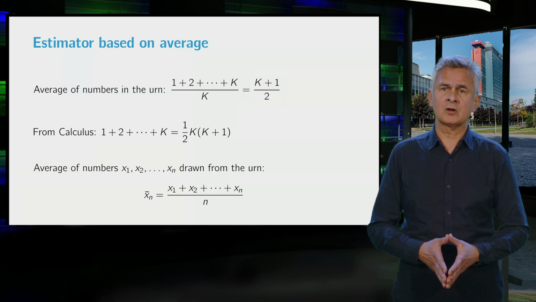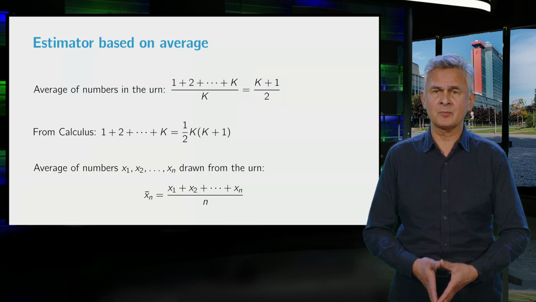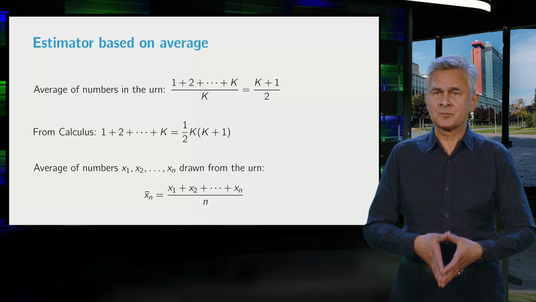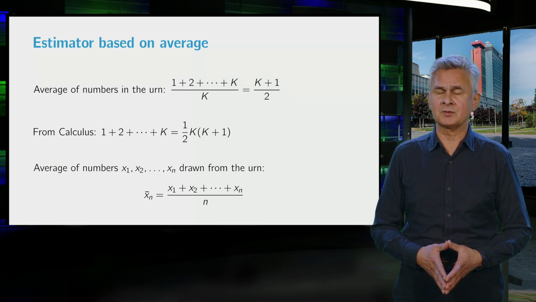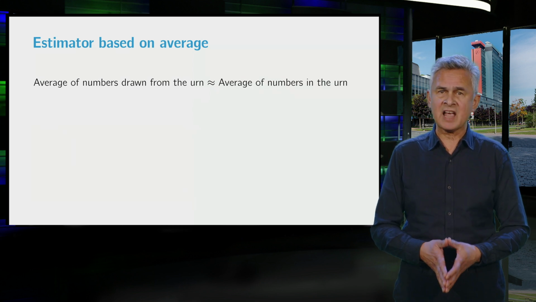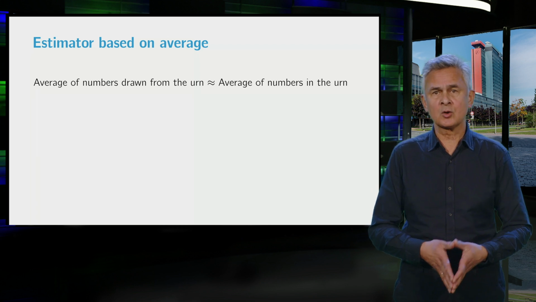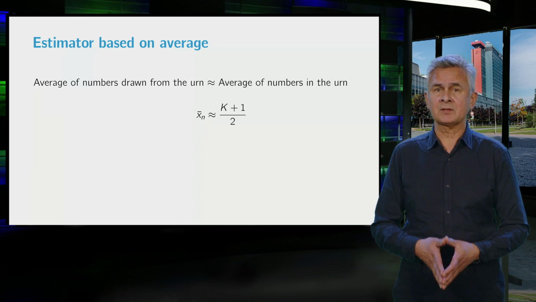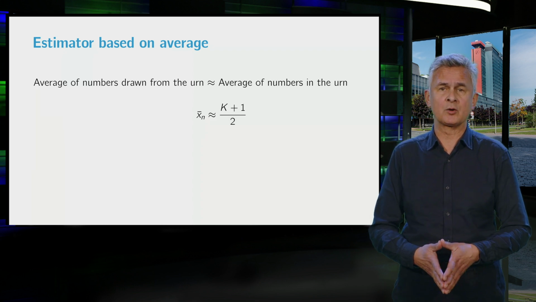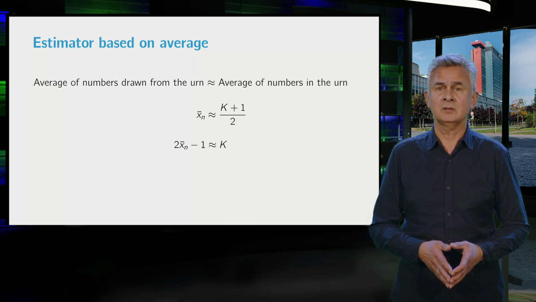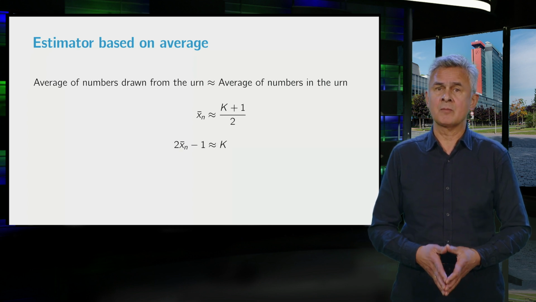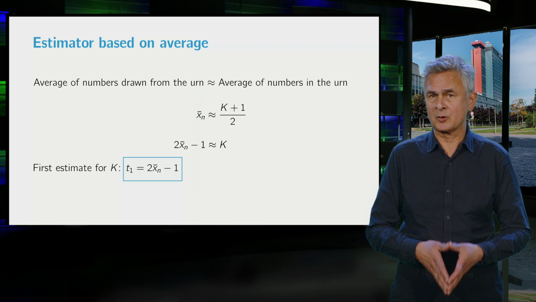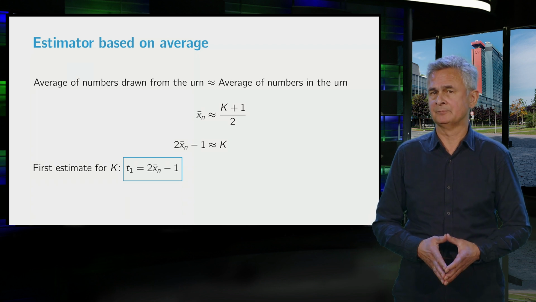Now suppose we have drawn numbers x1 to xn from the urn with average x bar. Because the observed numbers are drawn with equal probability, one might expect that the average of the observations is close to the average of the numbers in the urn. So one might expect that x bar is close to k plus 1 over 2, or equivalently, 2 times x bar minus 1 is close to k. Now this gives us a first reasonable estimator for k.